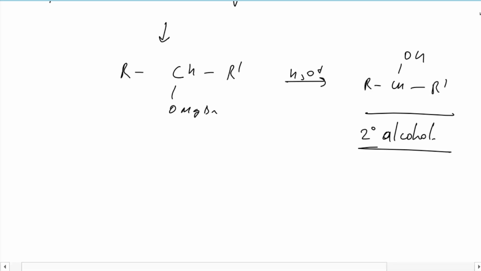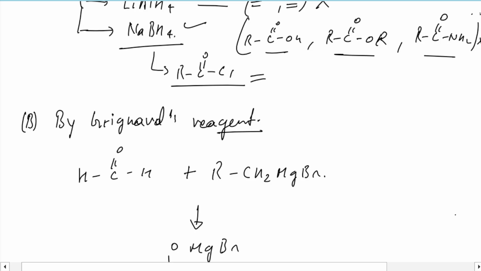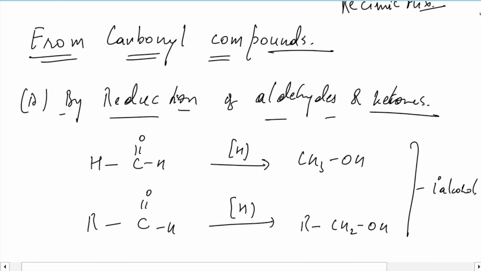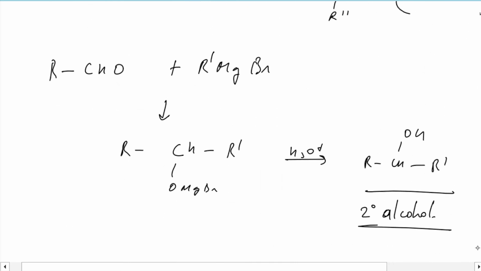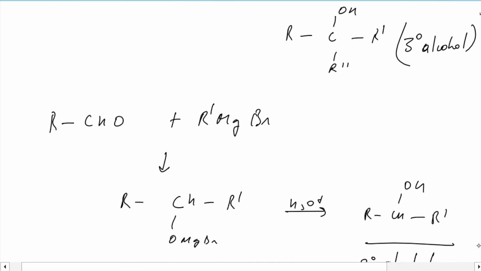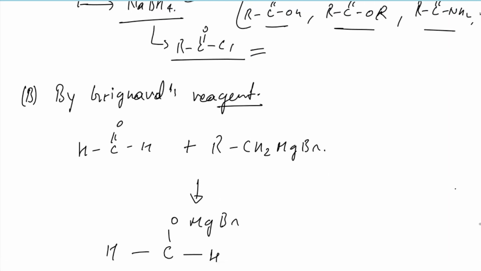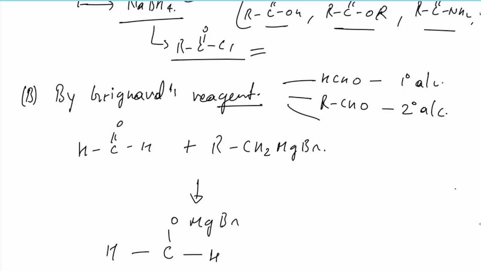So by Grignard reagent, we can prepare all primary, secondary, tertiary alcohol, but by reduction, we can prepare primary and secondary alcohol only. With the help of Grignard reagent, if it's formaldehyde, then what is formed is primary alcohol. If it's aldehyde, then what is formed is secondary alcohol. And if it's ketone, then what is formed is tertiary alcohol.